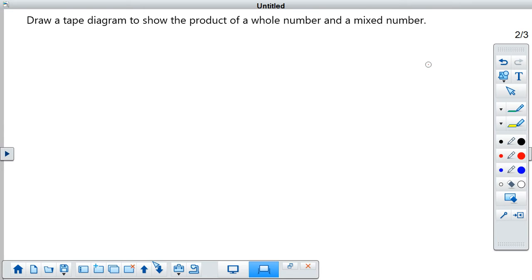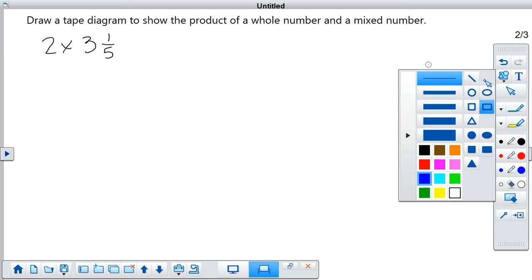So to demonstrate that, we're going to draw a tape diagram to show the product of a whole number and a mixed number. The problem that we are going to start with is 2 times 3 1/5. Now, if you have scratch paper or a dry erase board and a dry erase marker, it'd be a great idea to follow along and practice this with me. So the first thing that you would do is draw with me a tape diagram showing 3 1/5 in two parts, the ones part and the fractional part.